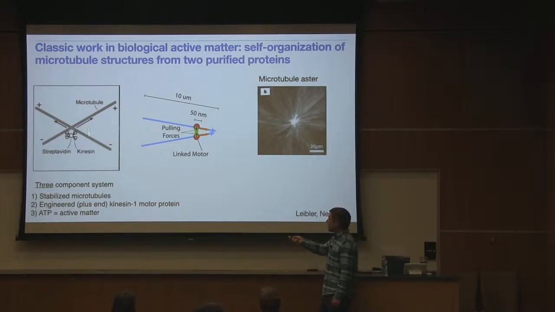There's been a whole series of work, starting with work that has been inspiring to me from Stan Leibler and Francois Nedelec, where people have shown that you can take extremely simplified reconstitutions. Here, just two protein components: microtubules, which are polar structures. They're these filaments I told you about. They have minus ends and plus ends. And then Leibler and Nedelec took kinesin motor proteins. Each kinesin motor is itself actually a dimer. Each of those dimers walks along one microtubule filament, and they engineered these kinesin motor proteins very simply using biotin and streptavidin to link them together.